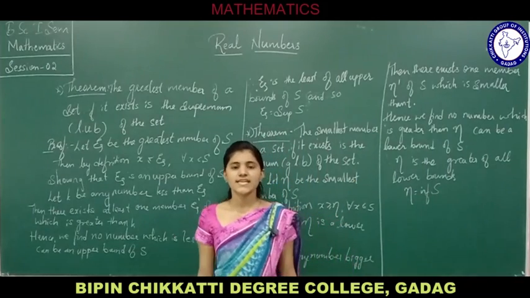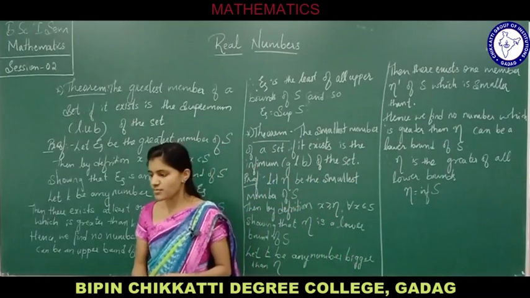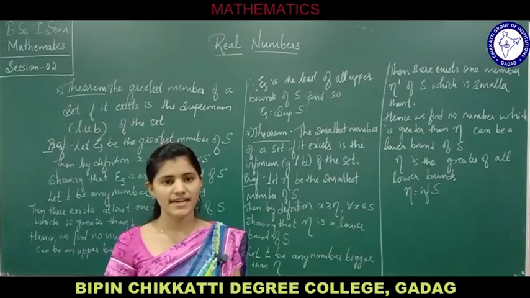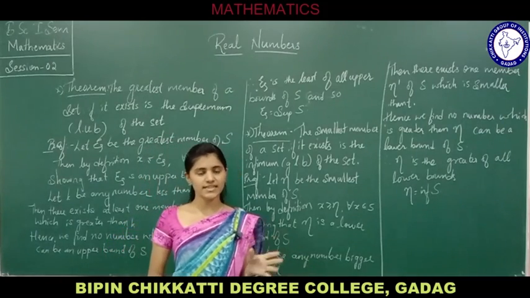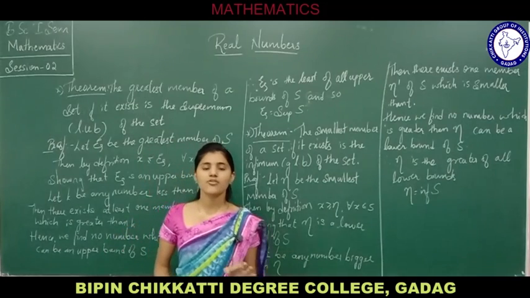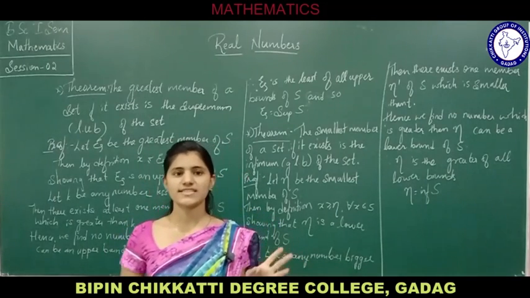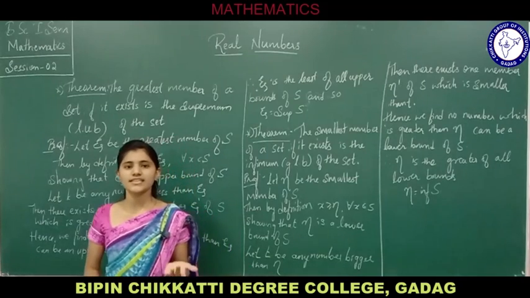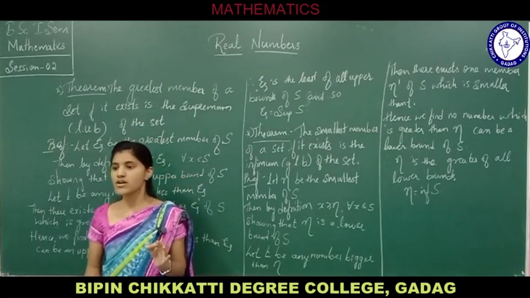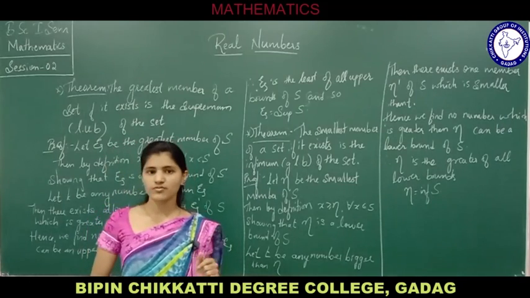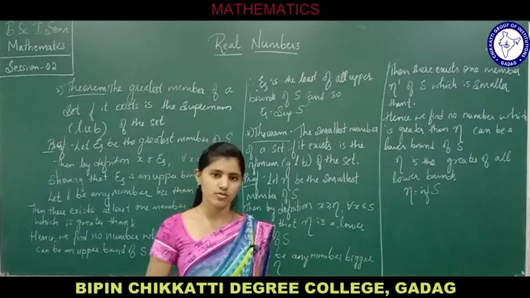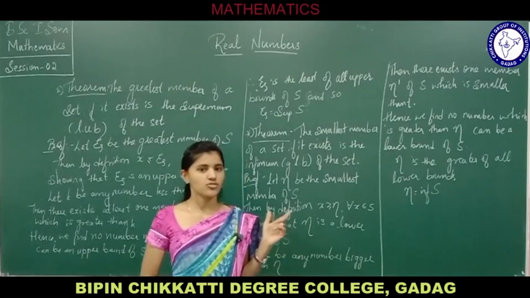So students, in this session we studied the characteristic properties of supremum and infimum, that is, the necessary and sufficient condition for the supremum and also for the infimum. Then we studied the definitions of the greatest member of a set bounded above and the smallest member of a set bounded below. After that, we solved two theorems.